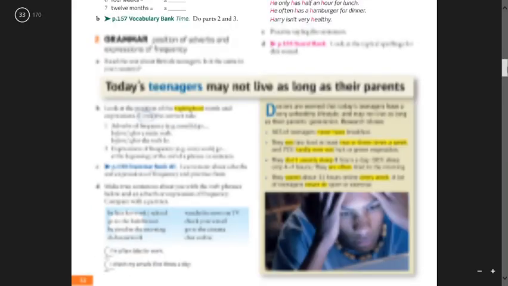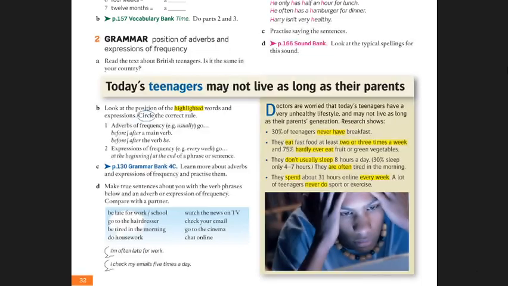So now let's work with grammar. The position of adverbs and expressions of frequency. You have to read the text about British teenagers. And you have to look at the position of highlighted words and expressions and circle the correct rule, okay? Adverbs of frequency, for example usually, go before or after a main verb and before or after the verb be.